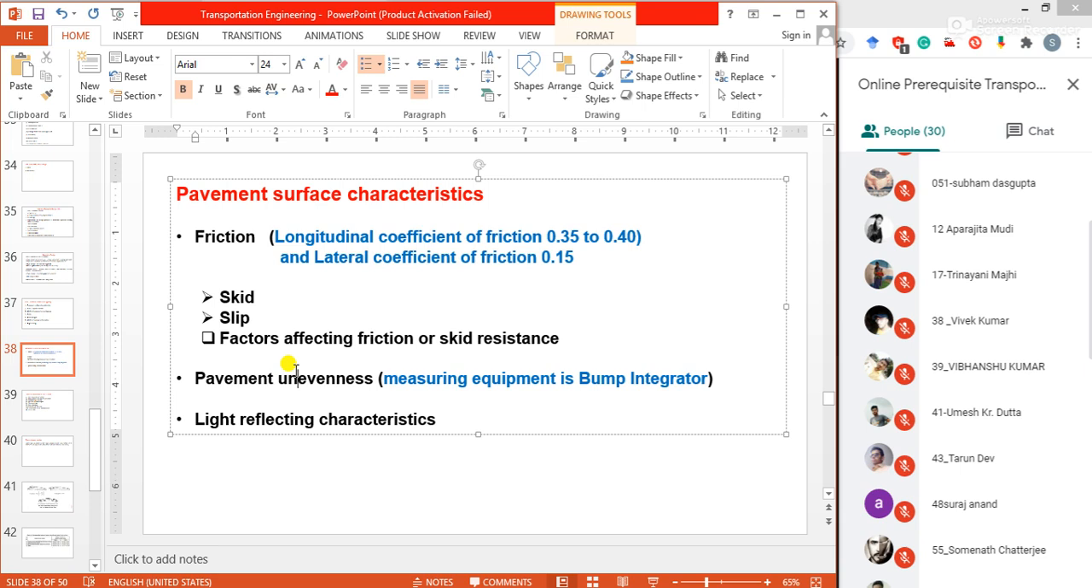When the brakes are applied, the wheels are locked partially or fully. If the vehicle moves forward, longitudinal skidding takes place, which may vary from 0 to 100%. Okay, again I am repeating. When the brakes are applied, the wheels are locked partially or fully, and if the vehicle moves forward, longitudinal skidding takes place, which may vary from 0 to 100%. So skid percentage is 0 to 100%.